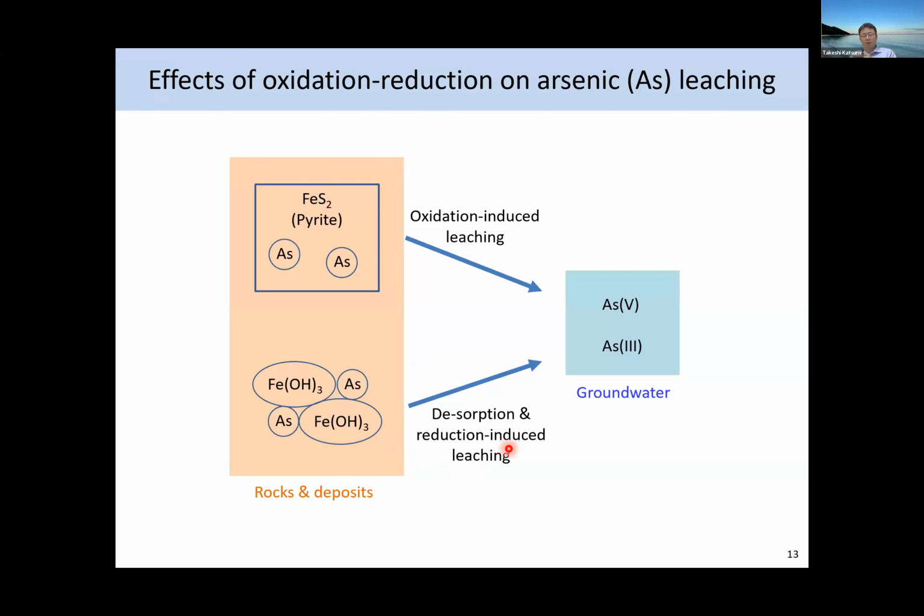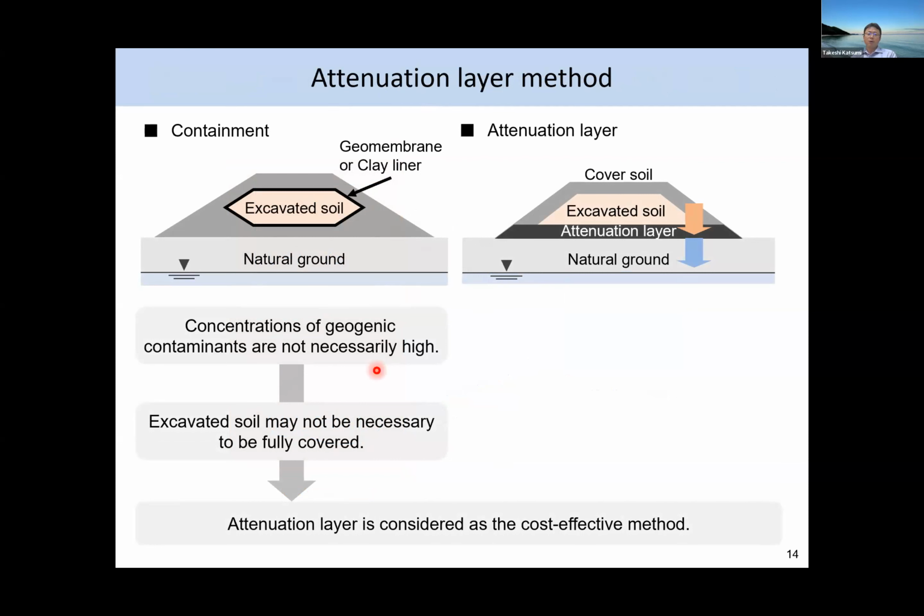So what we have been working with these naturally contaminated soils is the attenuation layer method because, as I mentioned, concentrations of geogenic contaminants are not necessarily high. So excavated soils may not need to be fully covered by a geomembrane. And if we have an attenuation layer which has a sufficient capacity to trap the elements of concern from the excavated soils, this might be a cost-effective method.